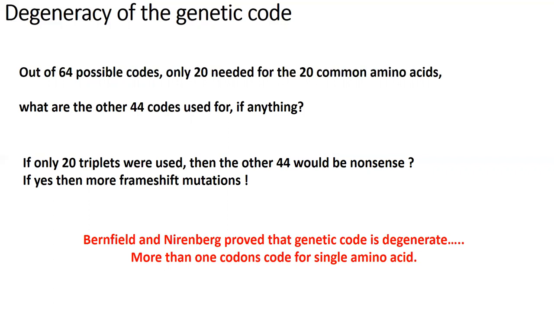The reasoning goes like this. If only 20 triplets were used, then the other 44 would be nonsense, in that they would not encode any amino acid. So in that case, most frameshift mutations could be expected to produce nonsense words, which presumably stop the protein building process, and the suppression of frameshift mutations would rarely, if ever, work. So Bernfield and Nirenberg proved that the genetic code is degenerate, which means more than one codon codes for a single amino acid.